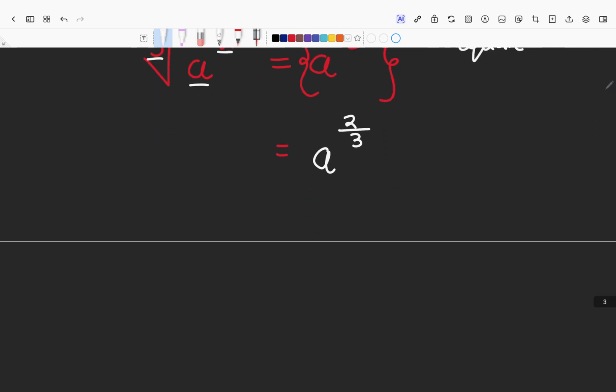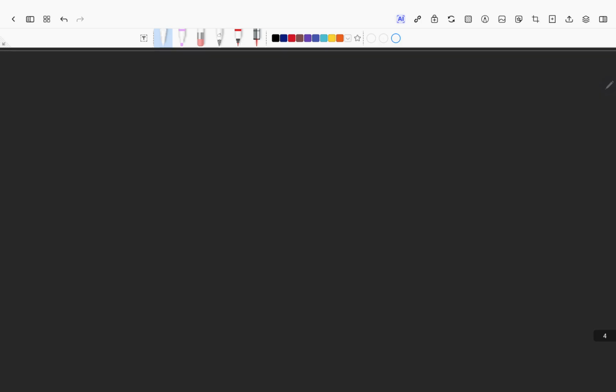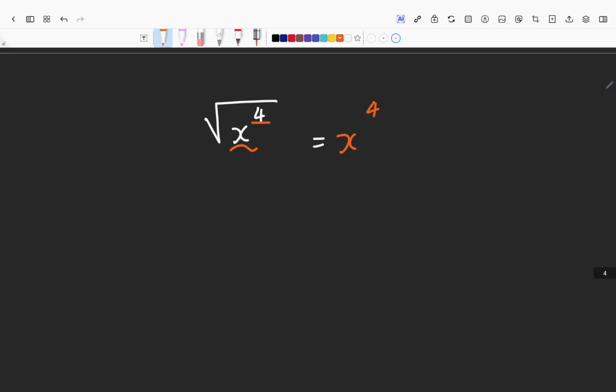Let's do another example where we have a square root. It's the square root of x to the exponent 4. What you're going to do is say it's equal to, I'm going to copy my base, x, to this side, and then copy its exponent, which is 4. I write 4, and then I write my division line. Just a division line.